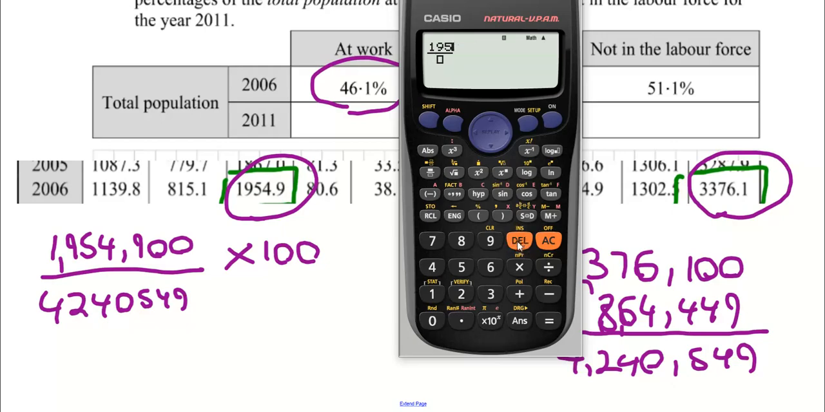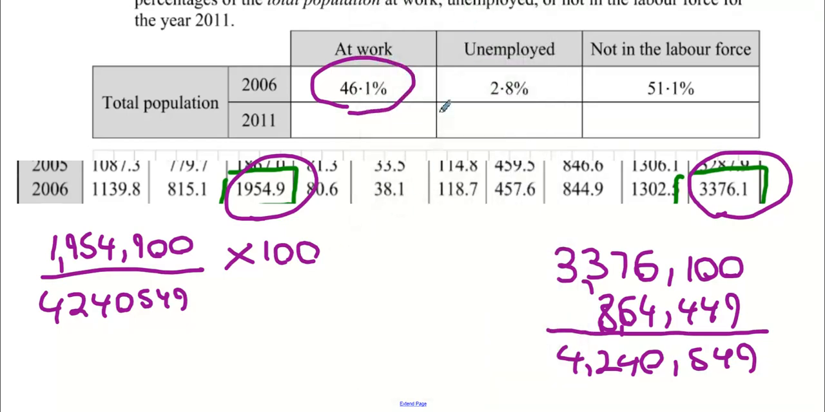Any ideas? It works. So it gives me 46.1, does it? Okay. This means I now know what I'm doing. I have to do that for the other totals as well, don't I? I have to do it for this total, and I'll also have to do it for this total here.